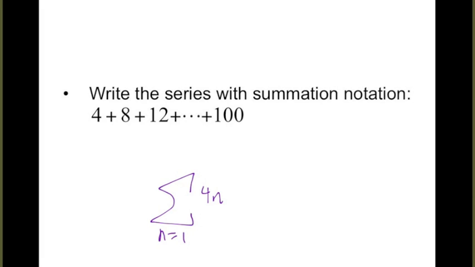And we have a last term here because there's a plus dot dot dot and then there's 100 with nothing after it. So what do I plug into my rule to get 100 out of it? 25.